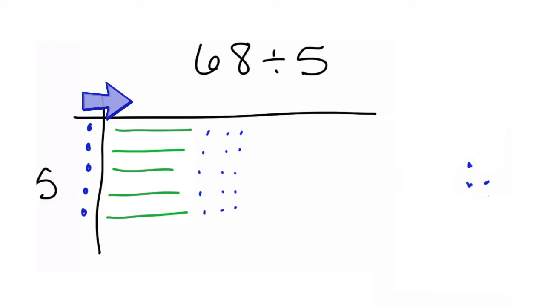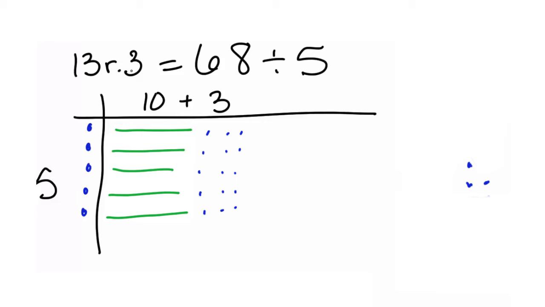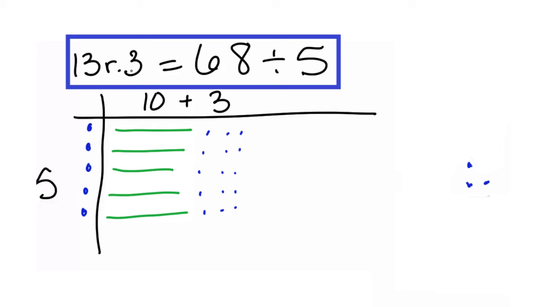Looking across the top line, note 1 ten and 3 ones and record 10 plus 3, which is equal to 13 as the quotient with a remainder of 3. Our final equation is 68 divided by 5 equals 13, remainder 3.